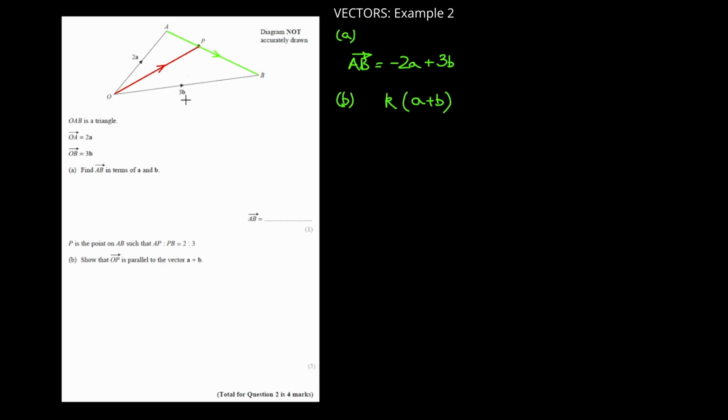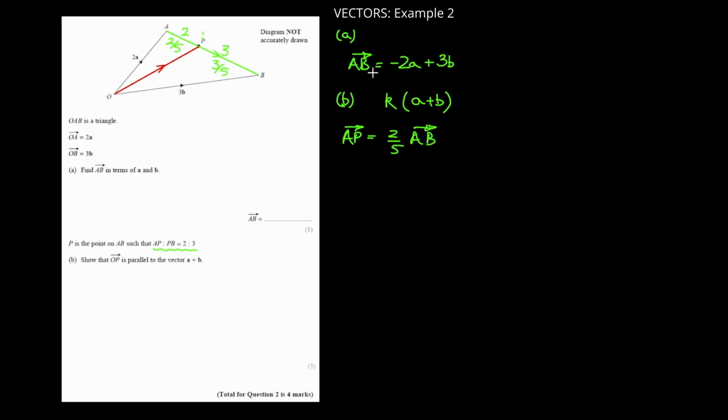Right. So first of all, let's deal with this 2 to 3 business. So this is the 2-bit, and this is the 3-bit. But we need to turn this ratio into fractions. And with ratios, the best way to deal with them is to say, well, look, 2 plus 3 is 5. So this is effectively 2/5 of the journey, and this is 3/5 of the journey of the whole thing, A to B. So I can say that AP is equal to 2/5 of the total journey of A to B.